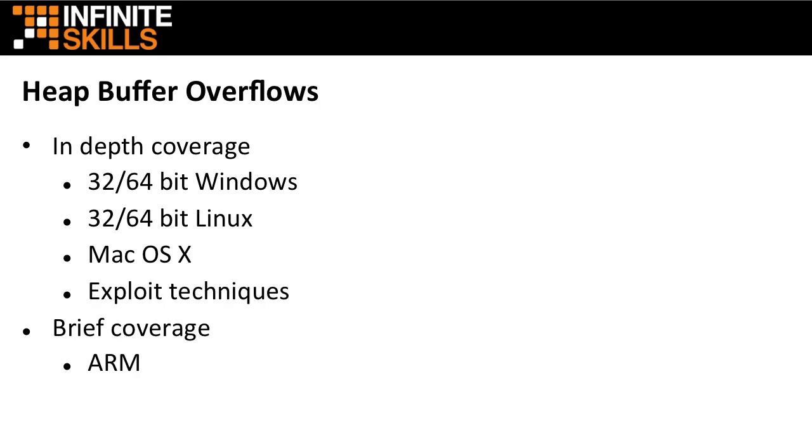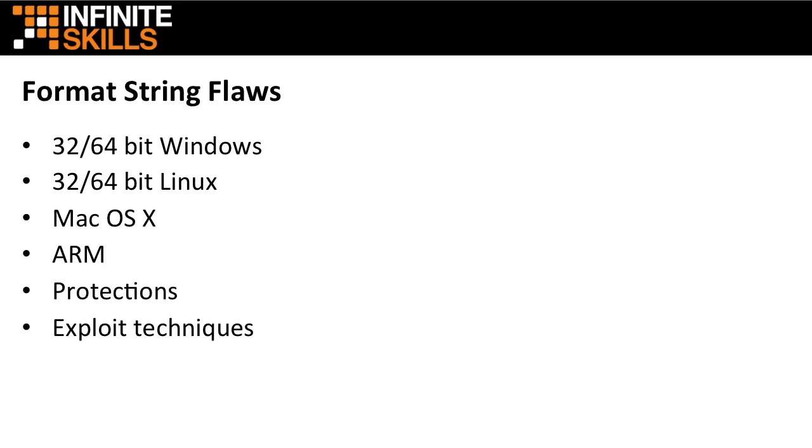We will then turn our attention to heap buffer overflows. And again, we will cover the 32 and 64-bit Windows and Linux platforms. We will cover Mac OS X. We'll talk about the different exploit techniques, which will vary quite a bit between these various platforms. We will also briefly cover the ARM platform and how that's a little bit different. And then we'll move on to format string flaws. This is another fairly common flaw.